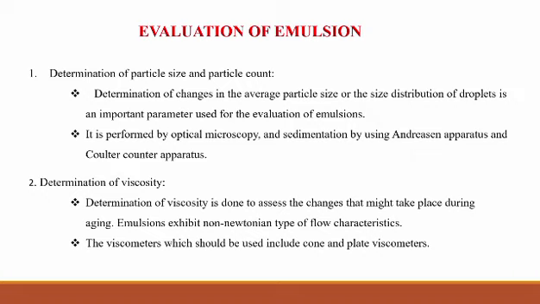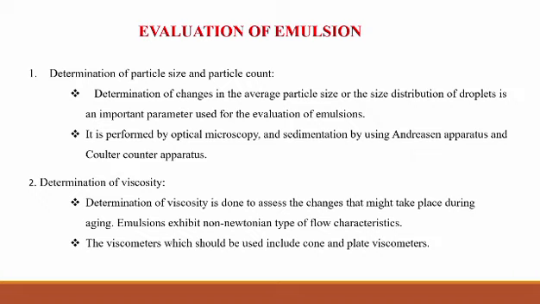This evaluation of particle size and particle count can be performed by using optical microscopy, sedimentation by using Andreasen apparatus, and Coulter counter method. First is optical microscopy, where we take an emulsion, check it in the microscope, and count the globules. Based on the average particle count, we can easily identify whether the emulsion is stable or whether it is affected by some of the instability phenomena.